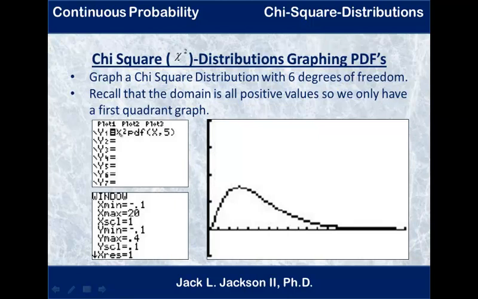The input is kind of what you might expect. You choose the chi-square PDF from your distribution list. Remember that's second variables for distribution, and just go down till you find the chi-square PDF. The input is x, a variable, and then the degrees of freedom. I'm sorry, this is with 5 degrees of freedom that's graphed here. 6 is very similar.